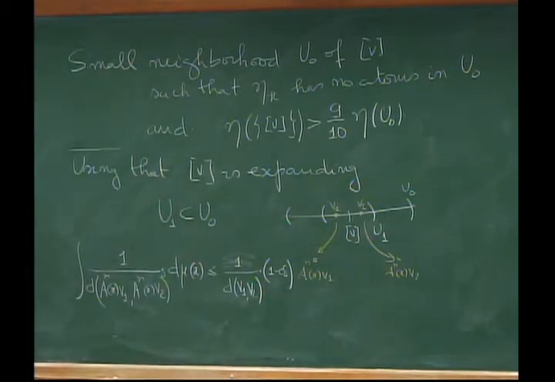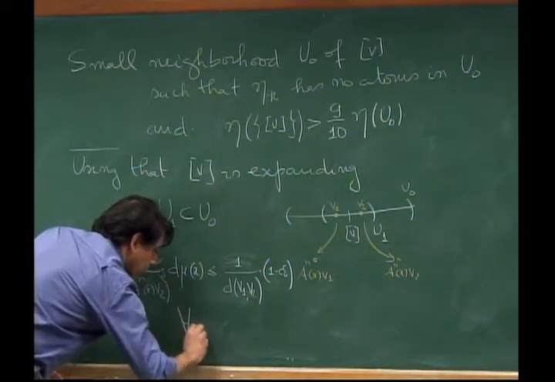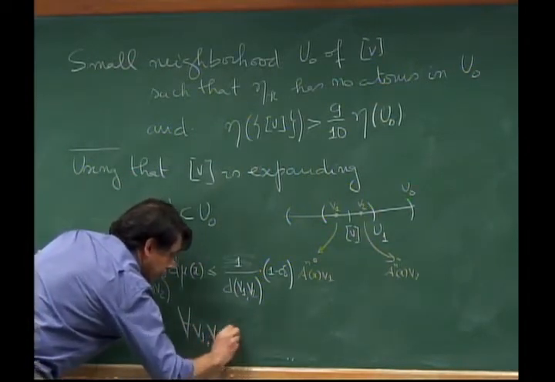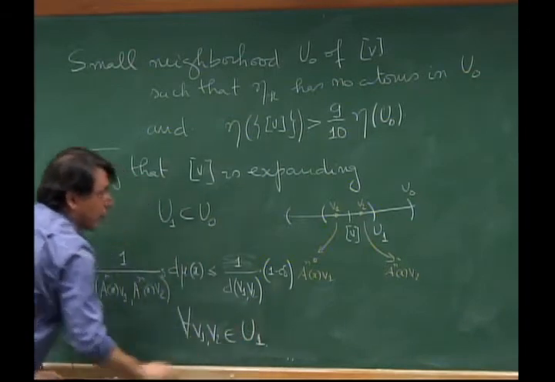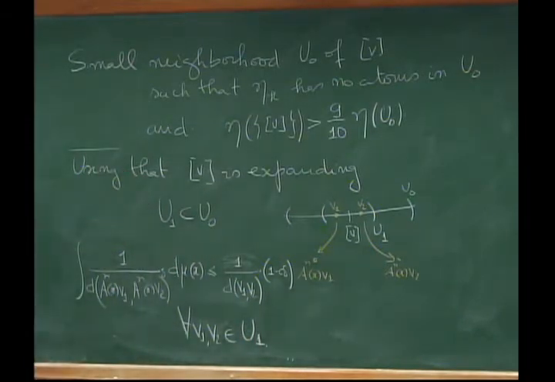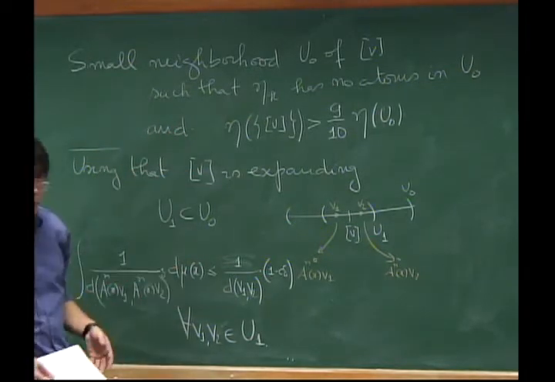Okay. And this is for every v1 and v2 in this smaller neighborhood. Of course, if there are no atoms in U0, then there are no atoms in U1 as well.